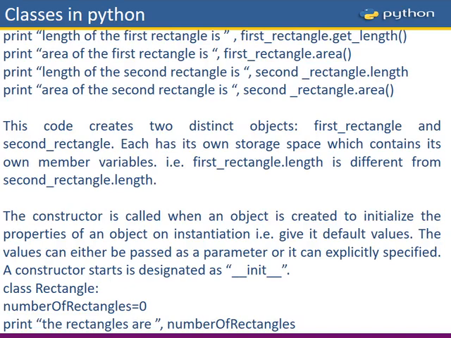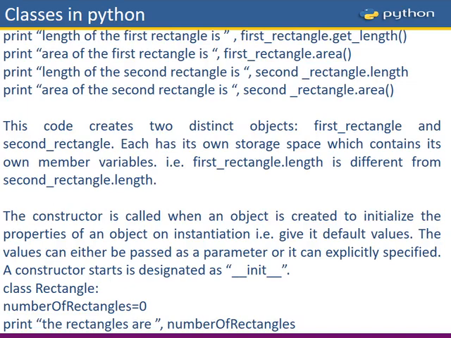So it's a special constructor method that runs even when you create a new object. When you create a new object, there is a special constructor method that runs, and that constructor method is designated as __init__. We can see an example of how we use it in this code.